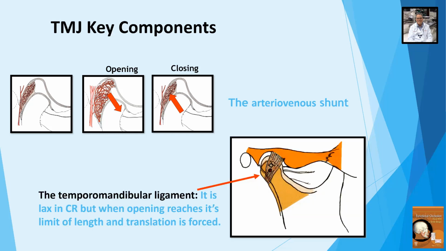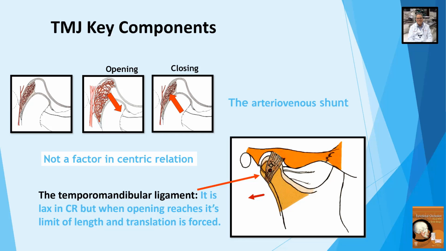And we have the temporomandibular ligament. It attaches to the base of the skull to around the distal back part of the condyle. And what it is, when that condyle is in centric relation, it is actually lax. And when rotation occurs, then that ligament reaches its limit and it forces translation.